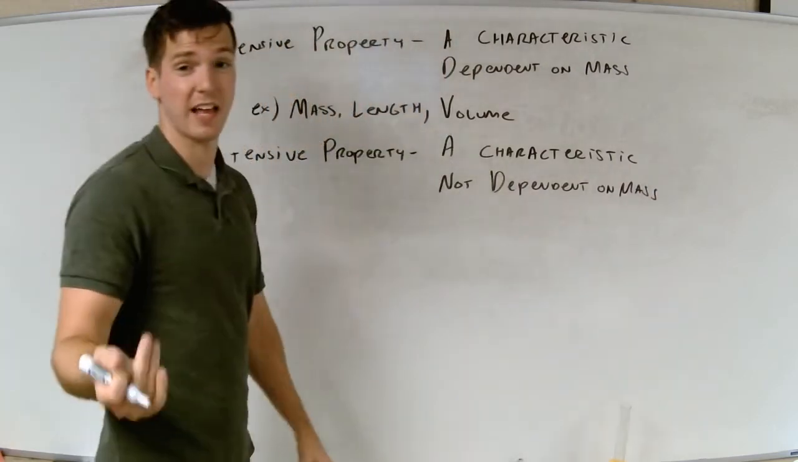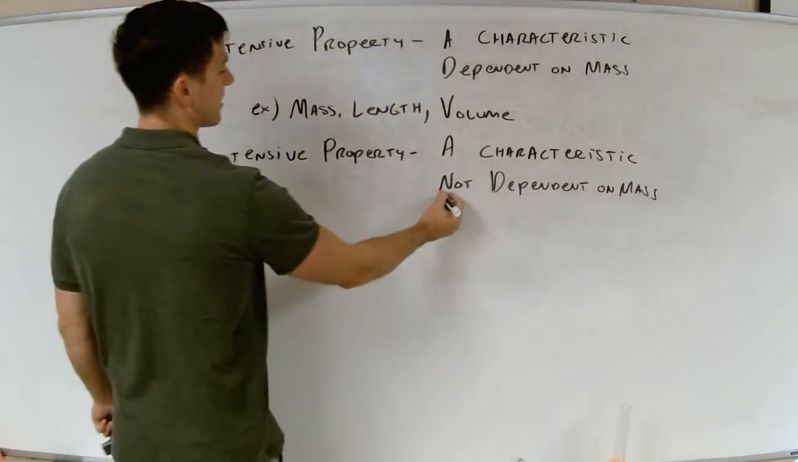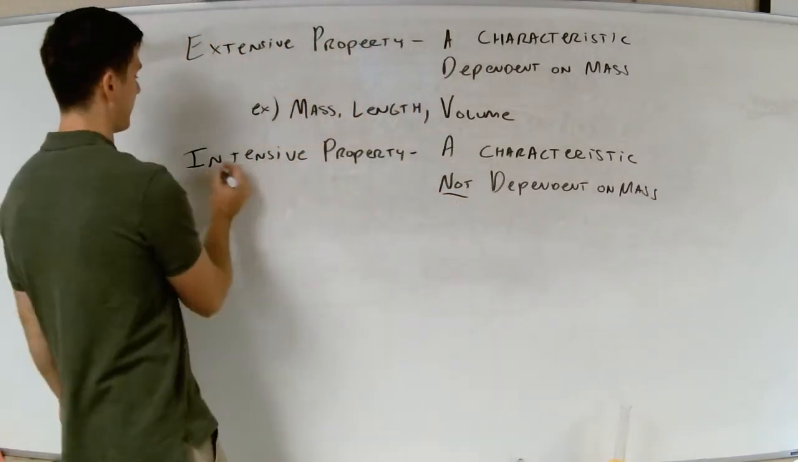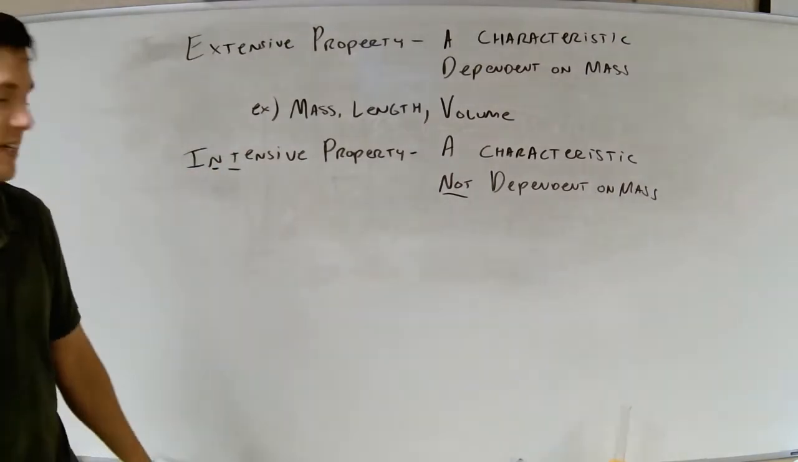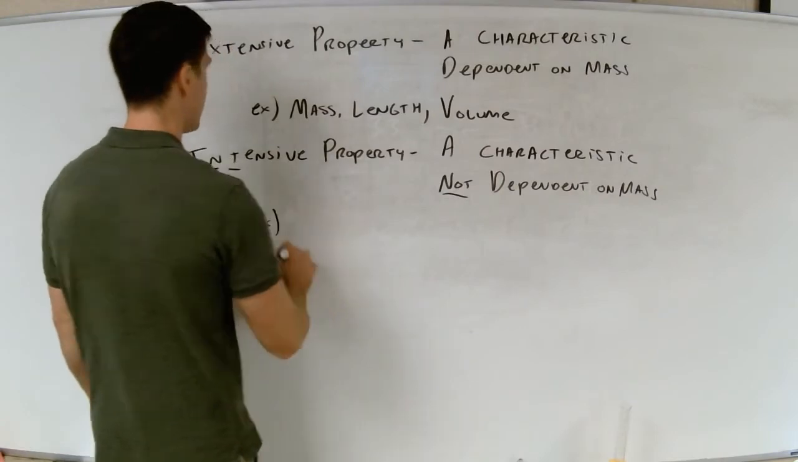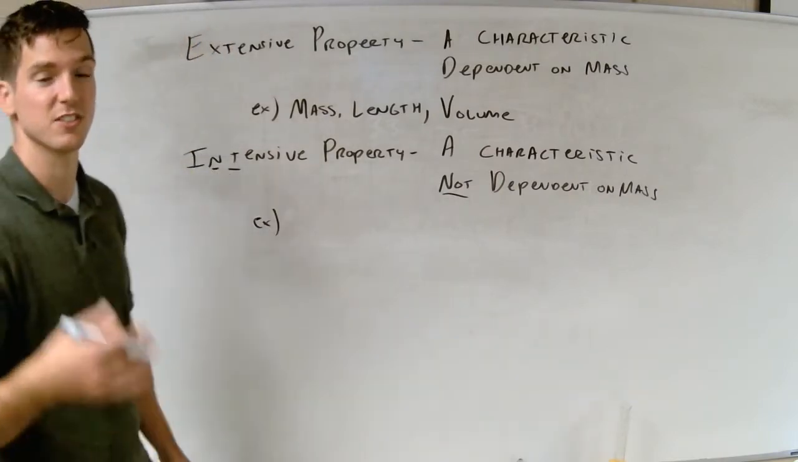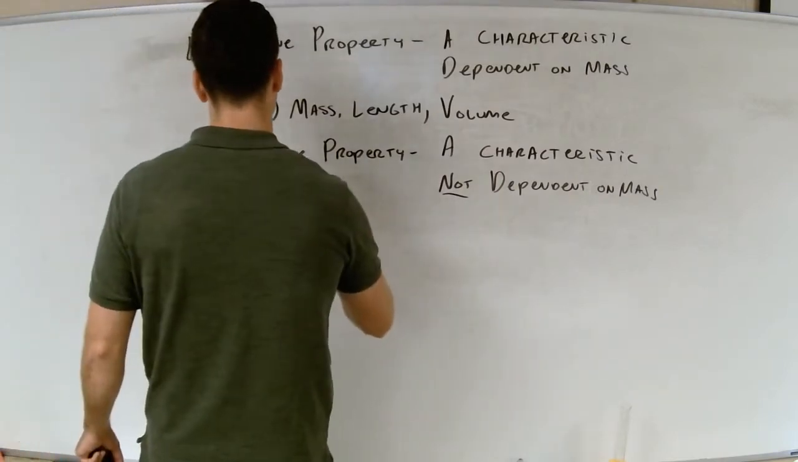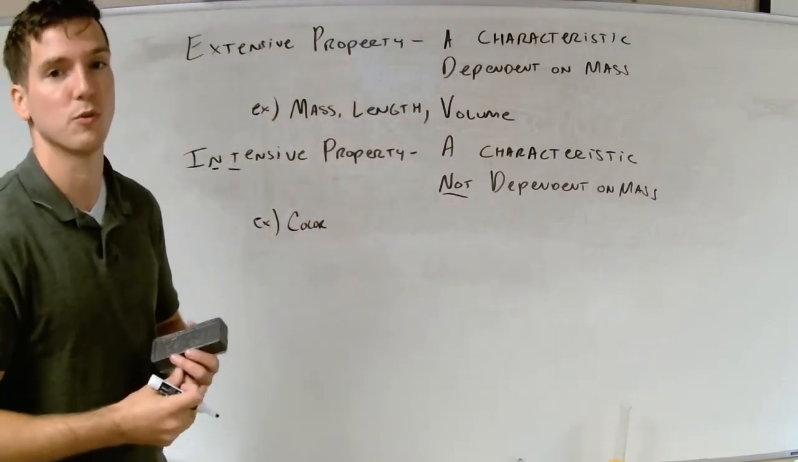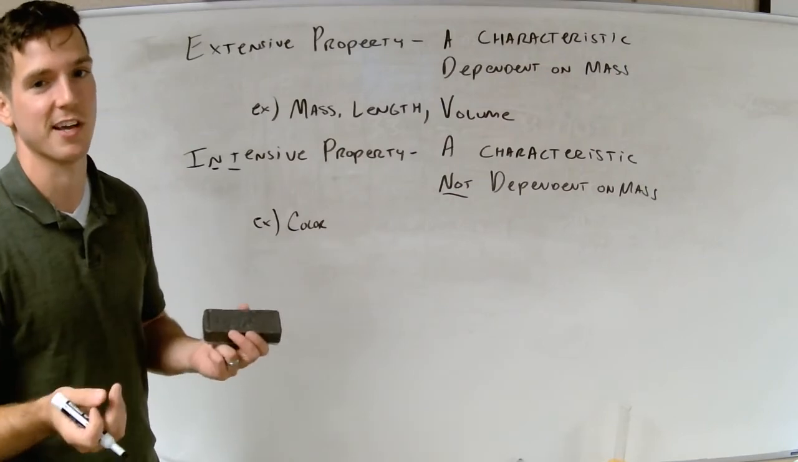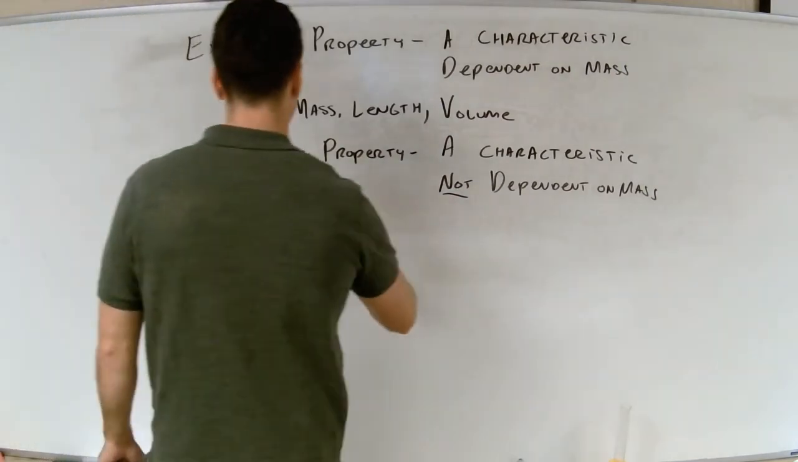Okay, and how I remember this, you might remember it's got not, right? And intensive has an N and a T, just like not. So intensive, a characteristic not dependent on mass. So if I keep adding atoms, it doesn't change this type of characteristic. So an example of this is color. Okay, if I keep adding a bunch of aluminum atoms to a bunch more aluminum atoms, it's not going to change the color. Okay, same thing is density.